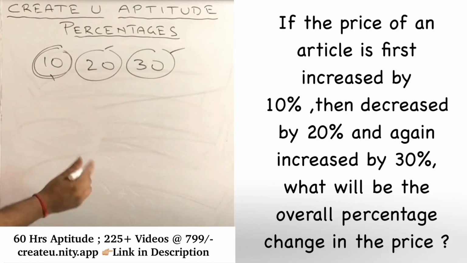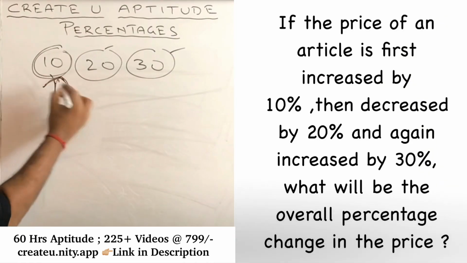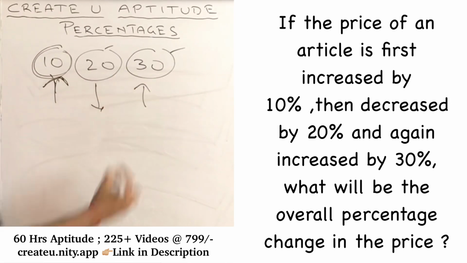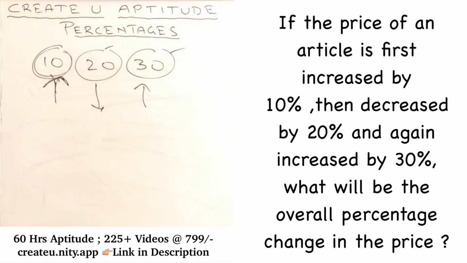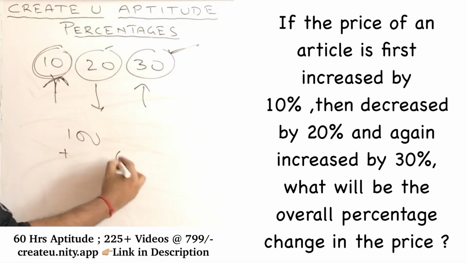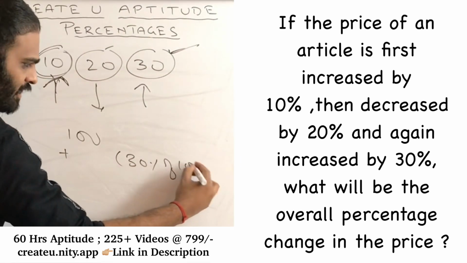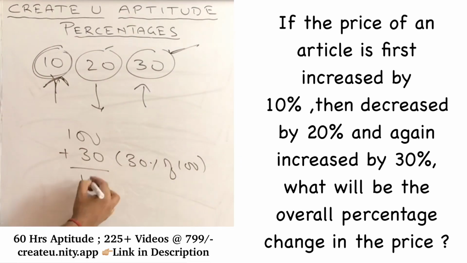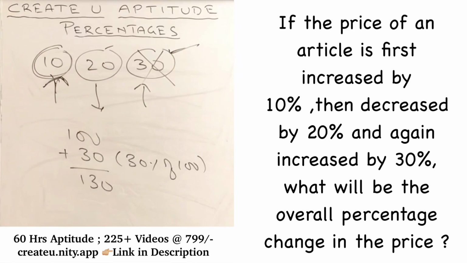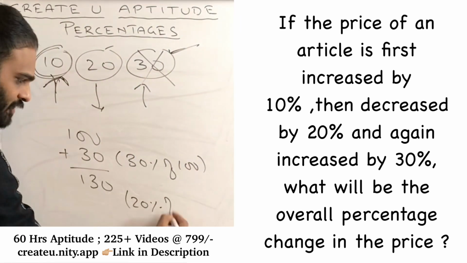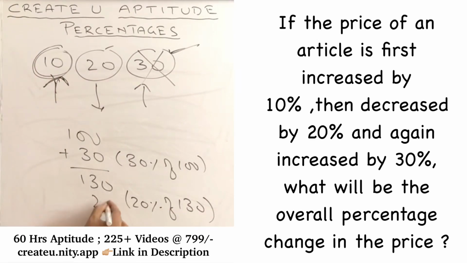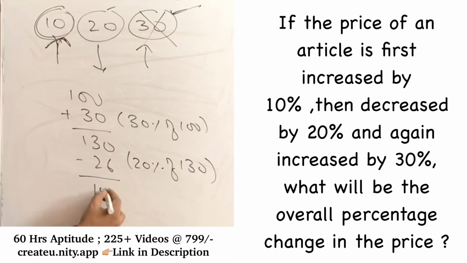Suppose say the price of an article is increased by 10%, then decreased by 20%, again increased by 30%. So what will be the overall change in the price of an article? So what I'll do is first I'll calculate 30%. I'll increase it by 30%, that is 30% of 100. I would say it is increasing by 30, so it has become 130. This is over. Now I'll decrease it by 20. If I decrease it by 20, I'll calculate 20% of 130. 20% of 130 is 26 because 10% is 13, 20% is 26. So I'll decrease it and I'll say 104.